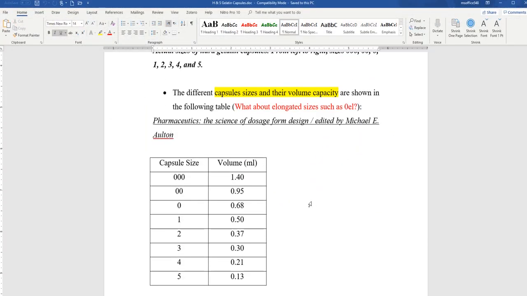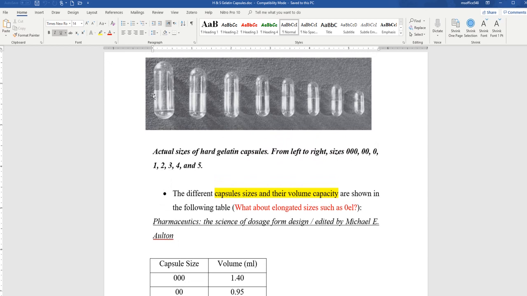Okay, so I said that 000 is the one with the largest volume inside. Of course, when I say the volume here, I'm talking about the volume of the body, not the whole volume. Why am I talking about the volume of the body? Because when you want to fill the capsule with formulation, you are only filling the body. Okay.